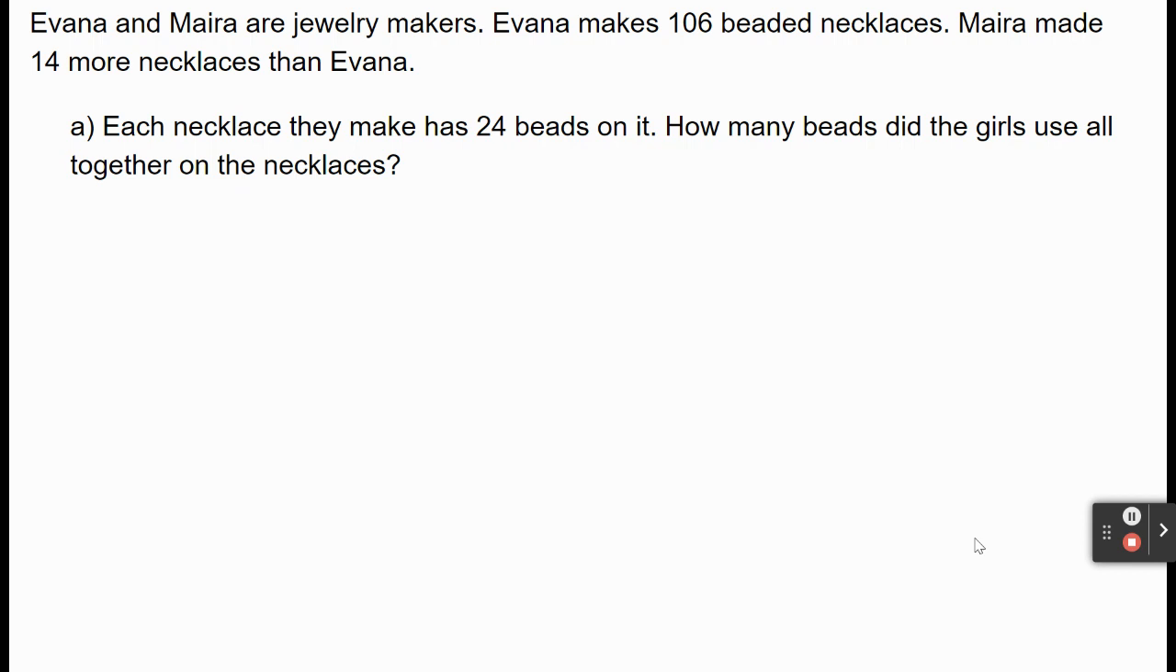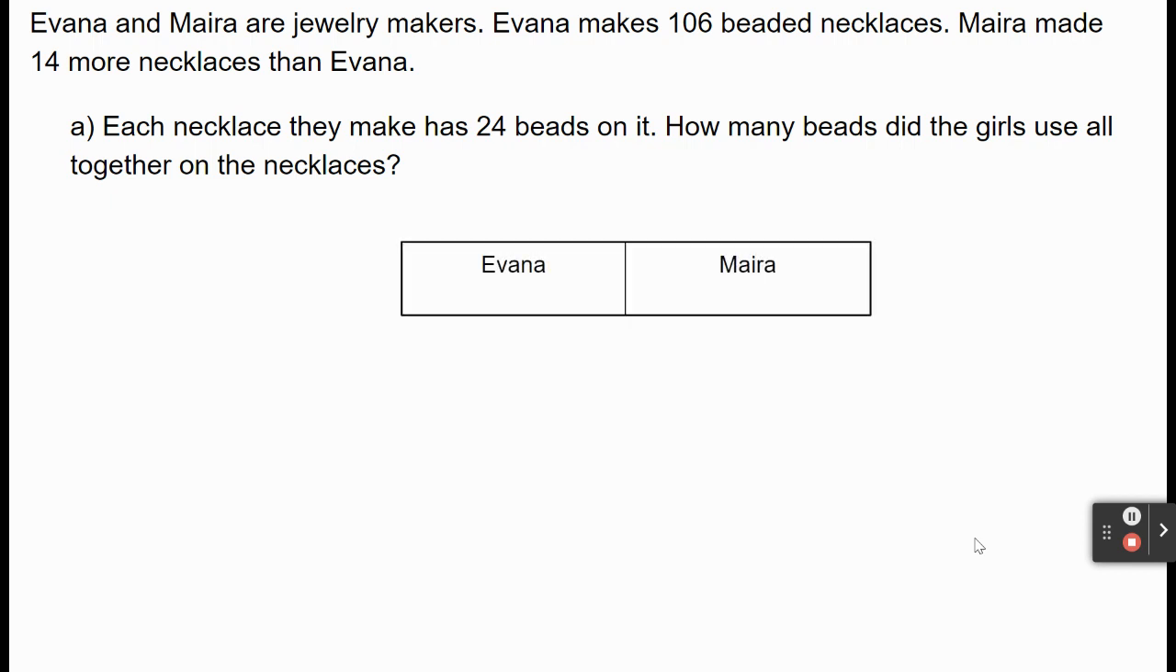Let's try one more problem. Ivana and Myra are jewelry makers. Ivana makes 106 beaded necklaces. Myra made 14 more necklaces than Ivana. For part A, each necklace they make has 24 beads on it. How many beads did each girl use? How many beads did the girls use all together on the necklaces?